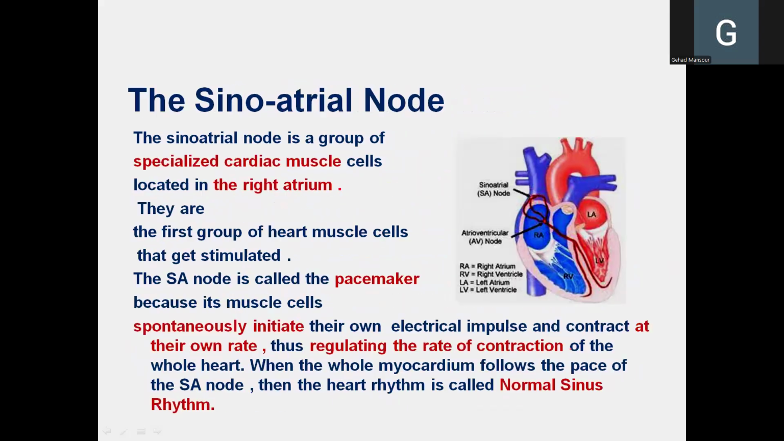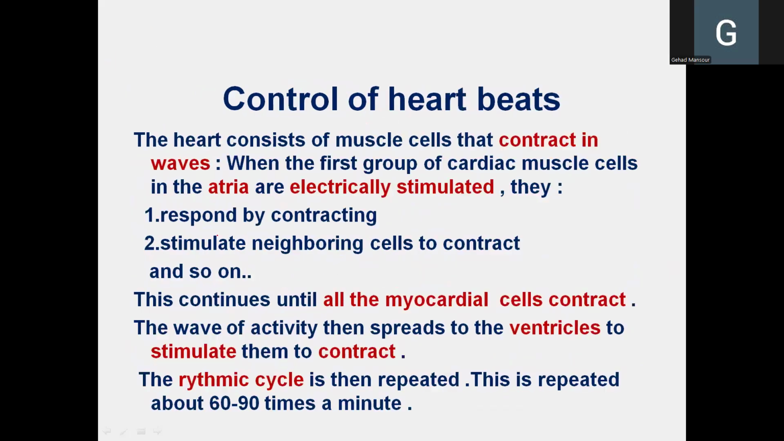Now for the control of the heartbeats, of course, we're going to talk about the sinoatrial node. The heart beats in a cyclical way, about 60 to 90 beats per minute. What controls the heart rate is the sinoatrial node. So first of all, why is the sinoatrial node considered the pacemaker of the heart?